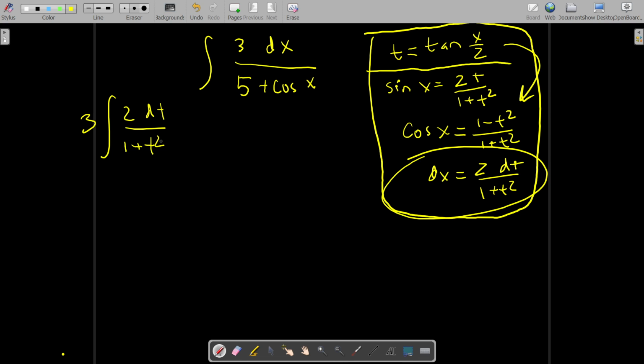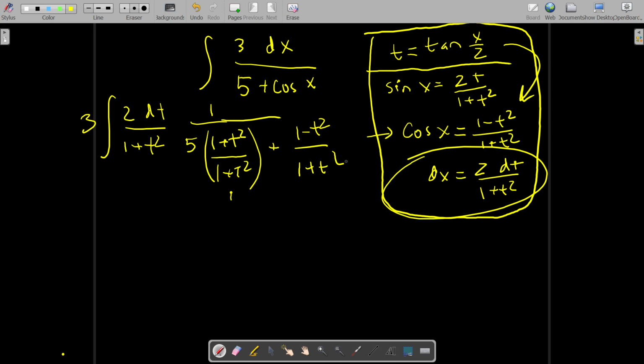Then next we will have 1 on top, and then we'll substitute for 5. And I'm going to write 5 a special way. We're going to write that as 1 plus t squared over 1 plus t squared. We have 5 on the, this is 1, right? So that's the way we're going to write 5. And then for cosine, we're going to substitute in from here, 1 minus t squared over 1 plus t squared.